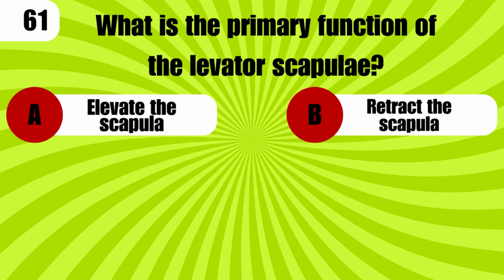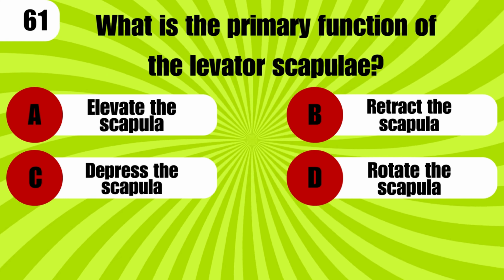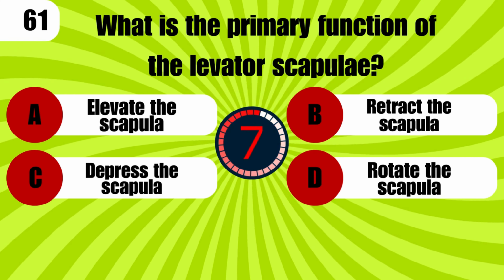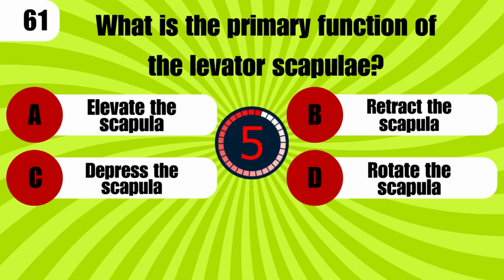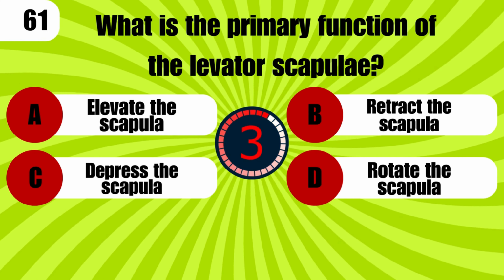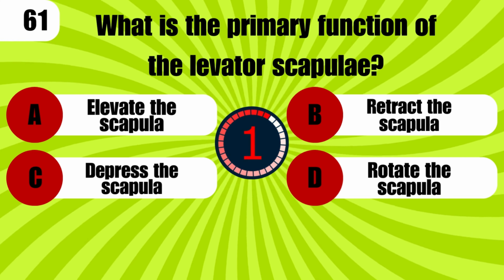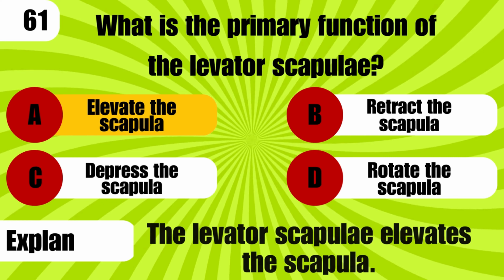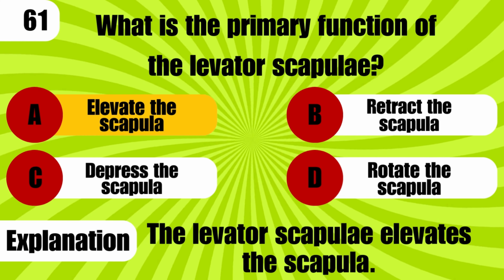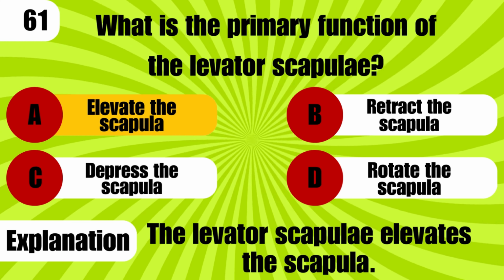What is the primary function of the levator scapulae? Elevate the scapula, retract the scapula, depress the scapula, rotate the scapula. The right answer is elevate the scapula. The levator scapulae elevates the scapula.